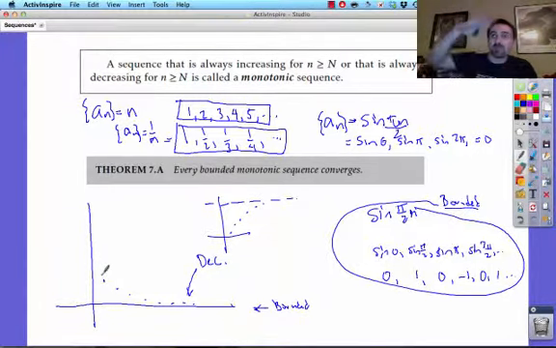If we're bounded on one side or the other and we're increasing or decreasing to that bound, then we are going to have a convergent sequence.